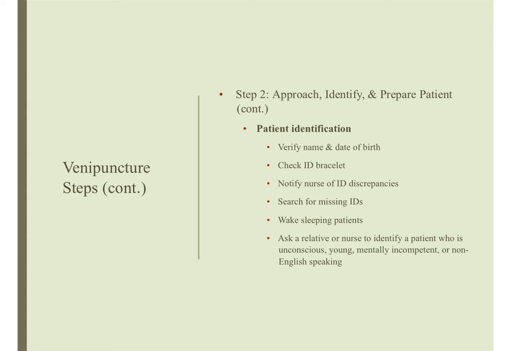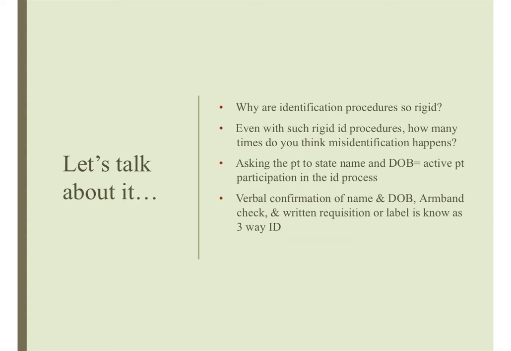We also can ask a relative or nurse to identify a patient who is unconscious, young, mentally incompetent, or non-English speaking. Okay? So why are identification procedures so rigid? We talked about this the other day. You can kill a patient if you have the wrong patient ID. Misidentification happens way more than you think, and it is a preventable mistake.